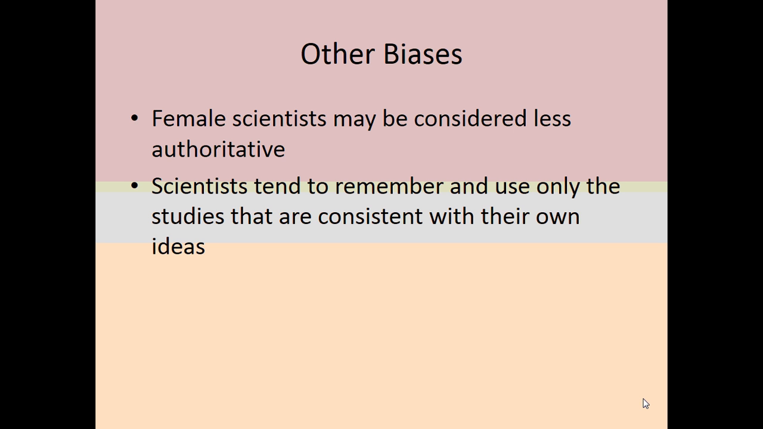Some other biases. Female scientists are often considered less authoritative, so this can lead to different experimental effects in the study. Scientists also tend to remember and use only the studies that are consistent with their own ideas. So when they're looking for the basics of their study, or even when they're publishing their results, or when they're making their observations, they're going to be biased. Male, female, all scientists tend to be a little bit more biased in their interpretation and what they look for.